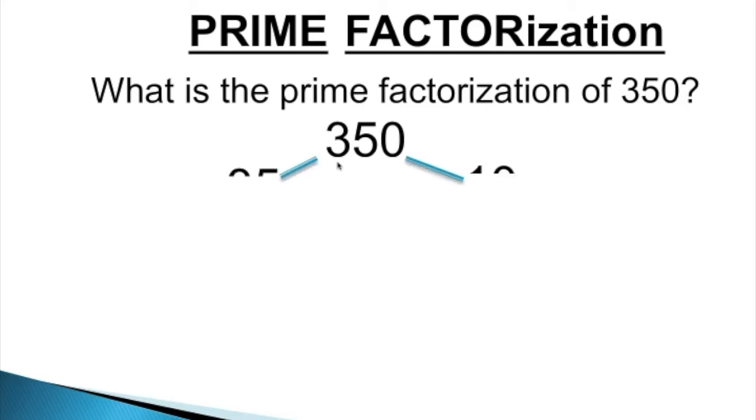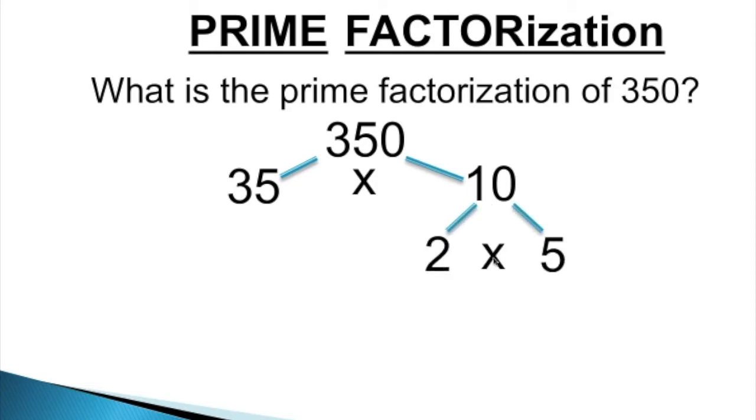Well, let's use 35 times 10. And I actually want to start with 10 because it's a smaller number. Well, how can we break down 10? Because 10 is definitely not prime, so we can break it down using 2 times 5. And 2 and 5 are prime, so now we're done here.